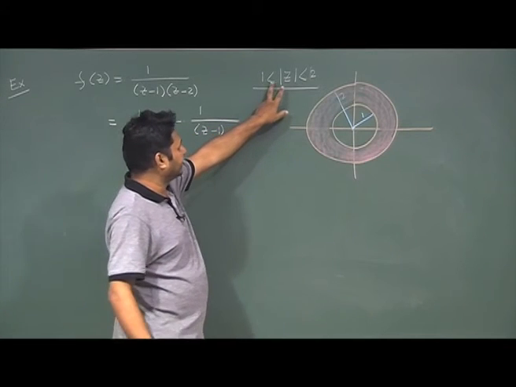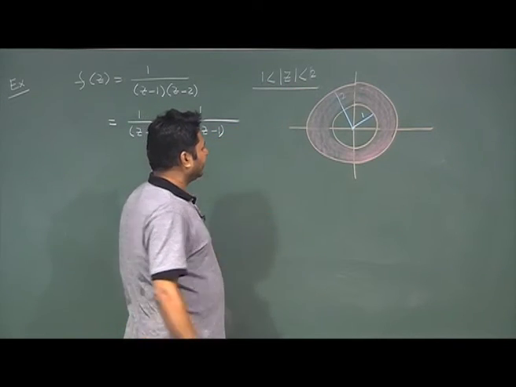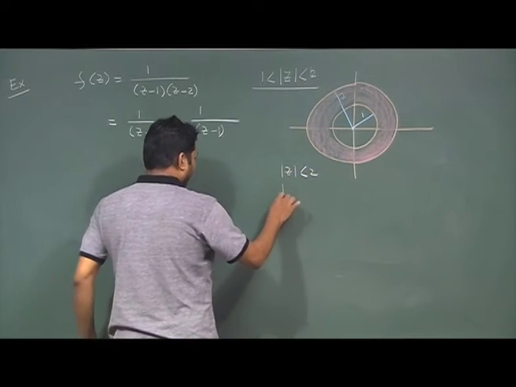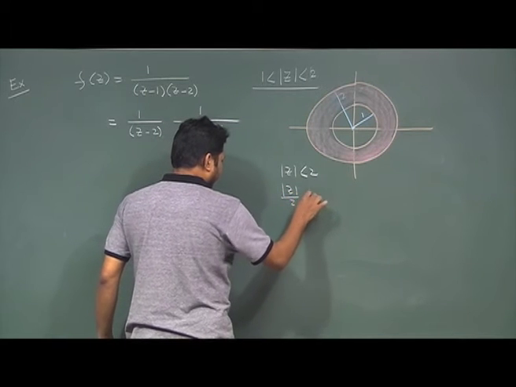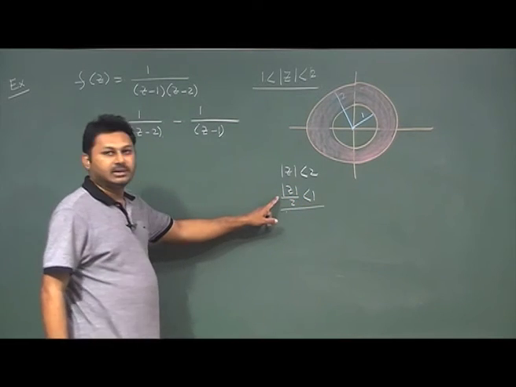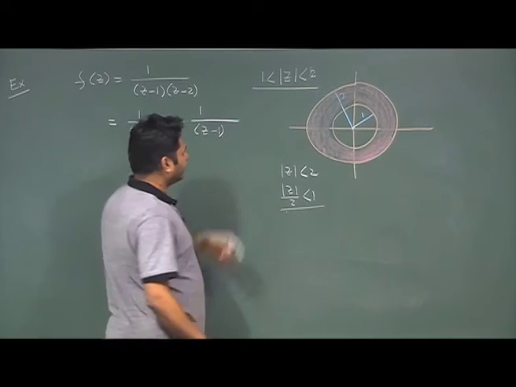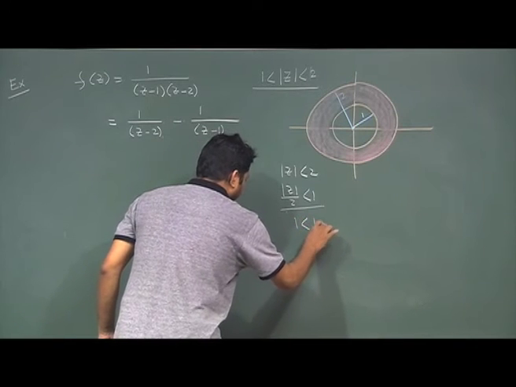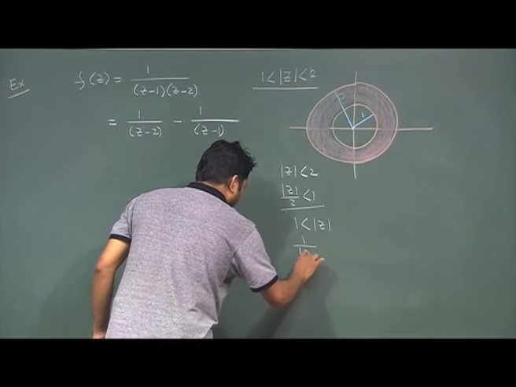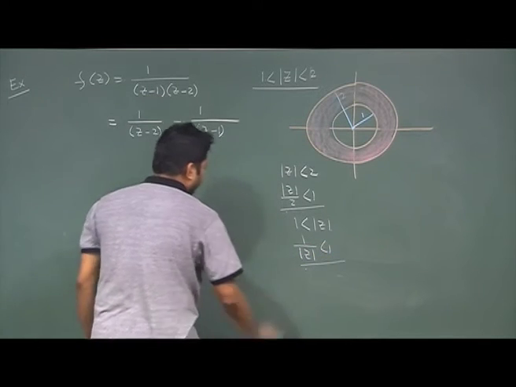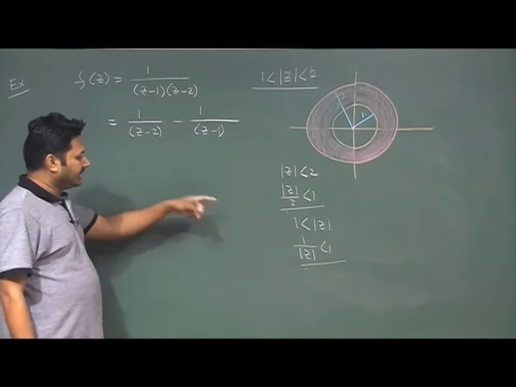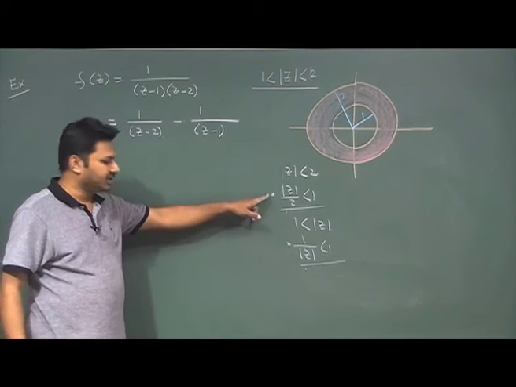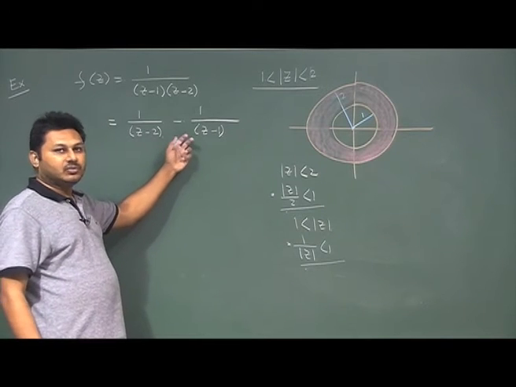Here, in the first case, it suggests mod of z is less than 2, that means mod of z divided by 2 should be less than 1. That is one thing in my hand. And the second thing is 1 is less than mod of z, that means 1 divided by mod of z is less than 1. That is the second thing in my hand. So, when I expand, I need to take care of these two conditions so that I can expand this particular function in the proper form.